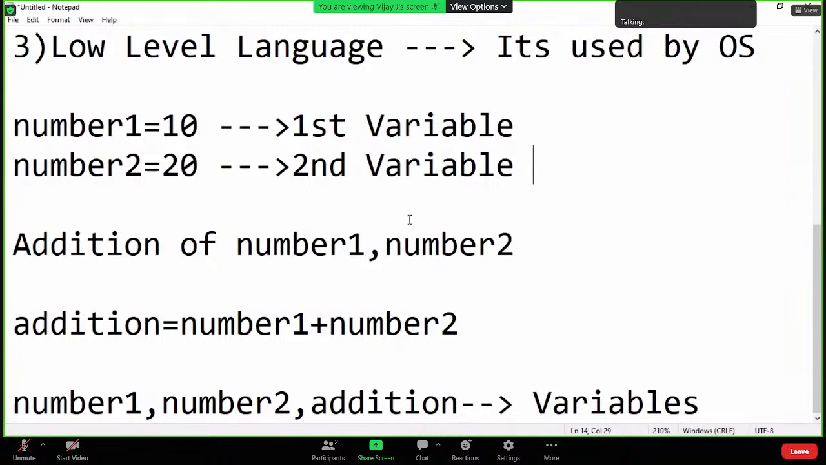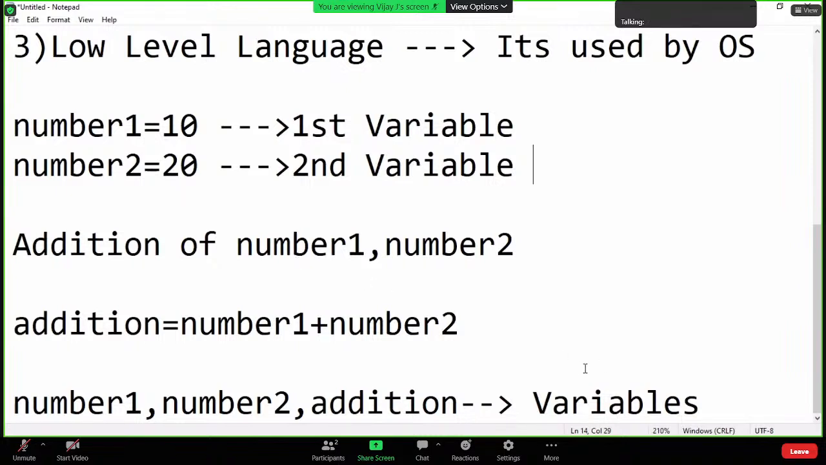Already I told you that we are performing addition. Okay. As you are familiar, addition means we are adding some numbers. Here the numbers are number 1 plus number 2. So at the end point, we are finding all these in the program.